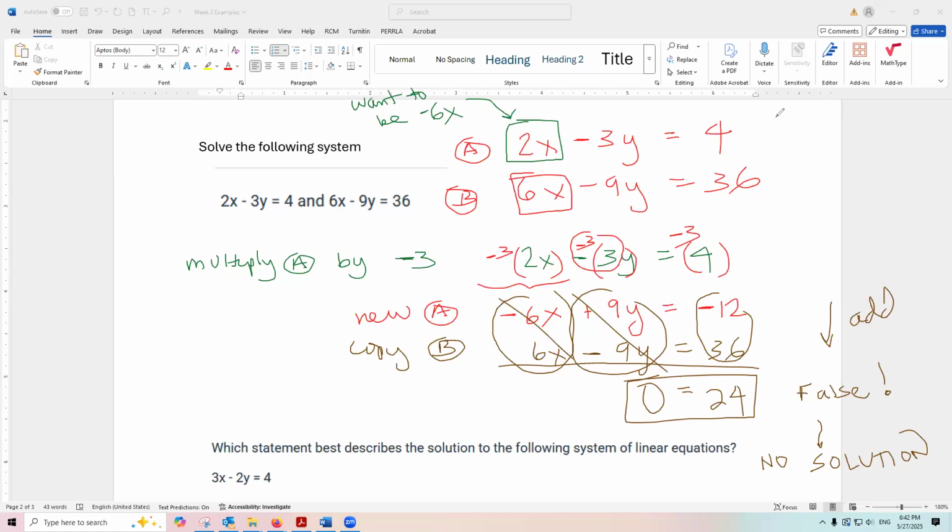If you were to graph these two lines, you would notice they would be parallel lines. Parallel means they will never intersect. And remember, the intersection point is the solution. But if they never intersect, that would mean there's not going to be a solution.